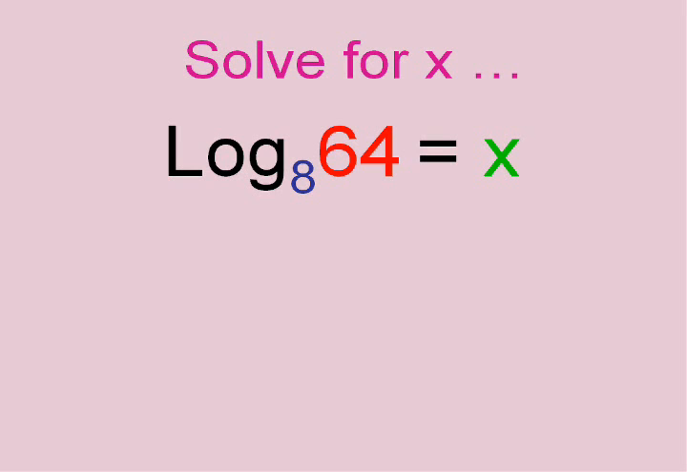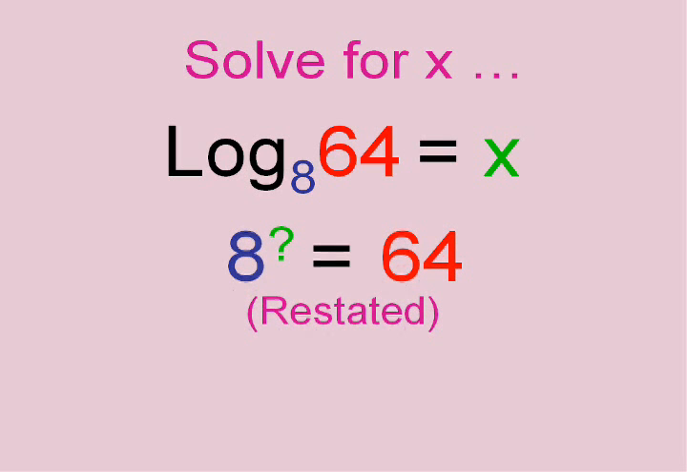Let's rewrite this that is now in logarithm format. Let's write it in exponential format. Recall, I go right to the base. We know we're going to write the base first. So 8 to the x, or 8 to the what power is 64? Well, this is great. We know the answer too.